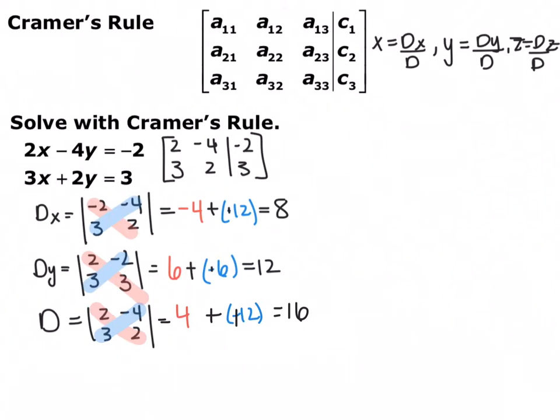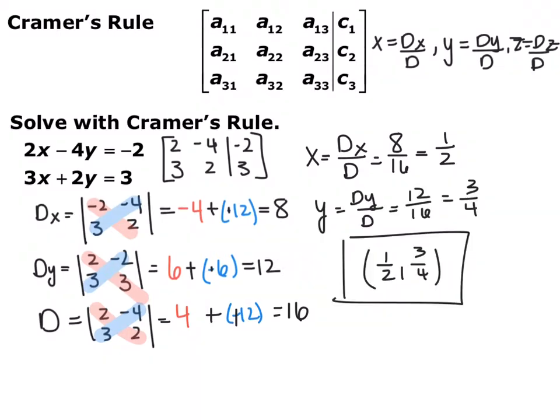So now your x coordinate is going to be your determinant with respect to x divided by your coefficient determinant. So you're going to have 8 divided by 16. So your x coordinate is 1/2. So now go ahead and pause the video and find your y coordinate. So you should end up with an x coordinate of 1/2 and a y coordinate of 12/16 or 3/4. So you end up with the point 1/2, 3/4.